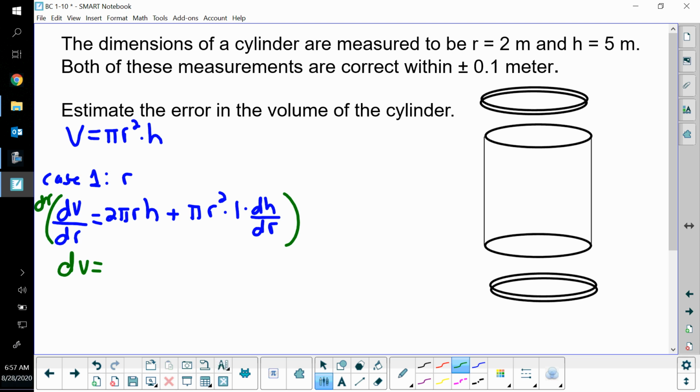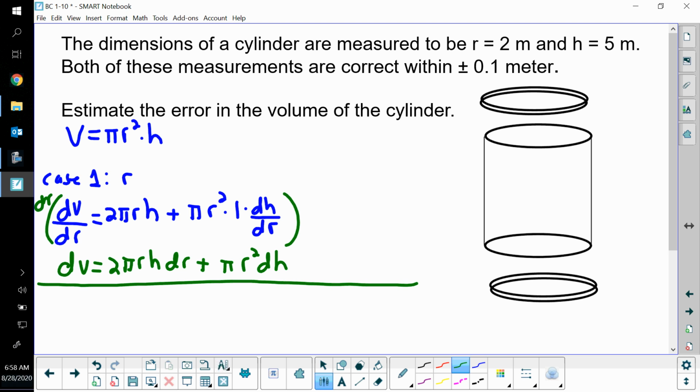So we would get dv equals 2 pi rh times dr plus, in the second term when we multiply by dr, it divides out with the dr in the denominator, so we just get pi r squared dh. So that is case 1. And we'll come back to it. That's the differential we're going to use to actually find the error, but I just want to show you the 3 ways you could think about it.